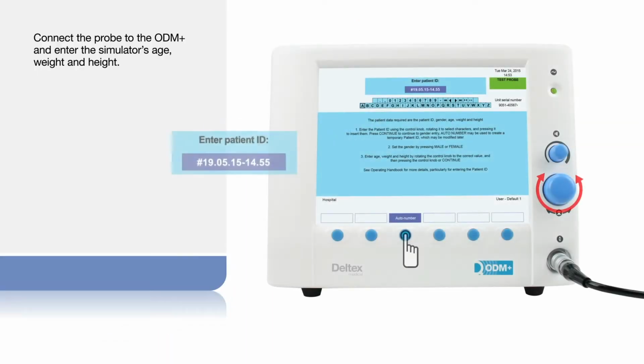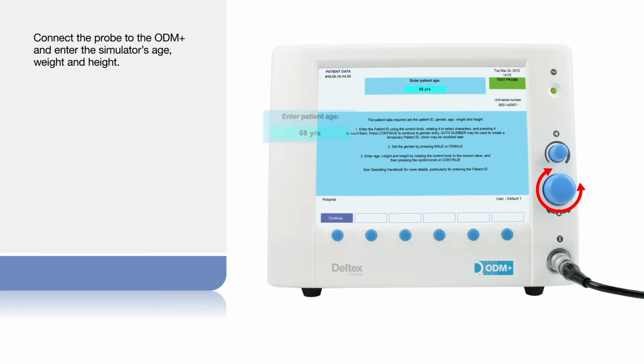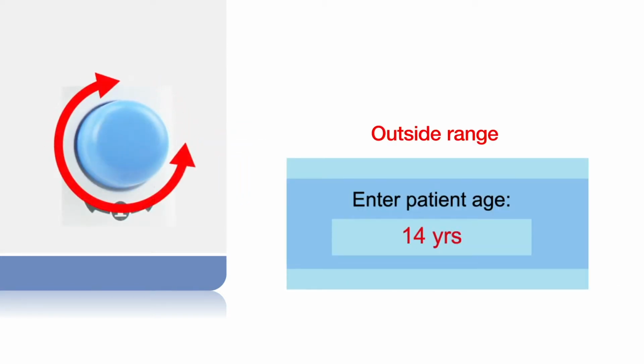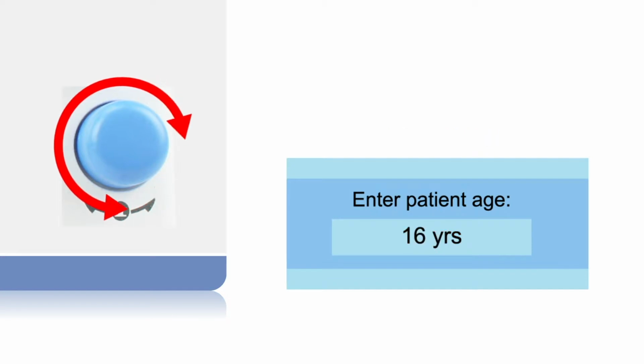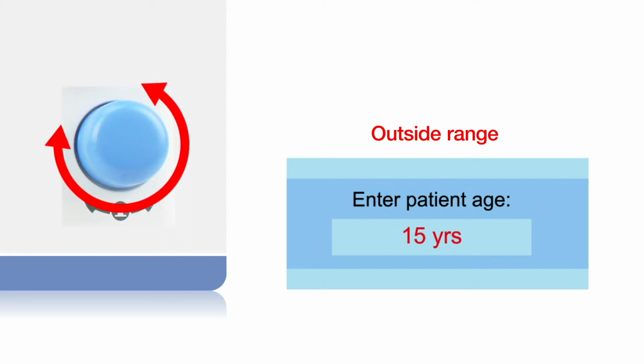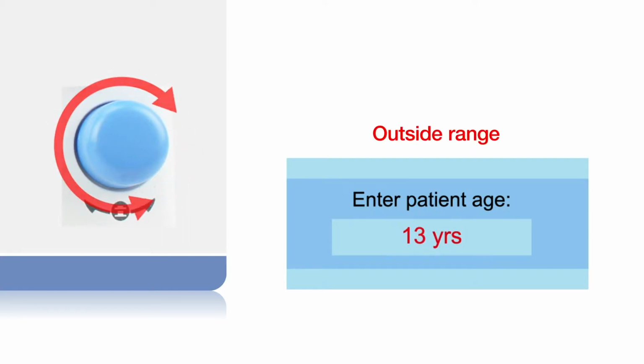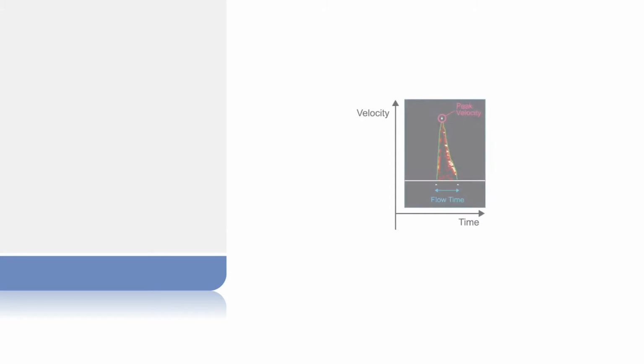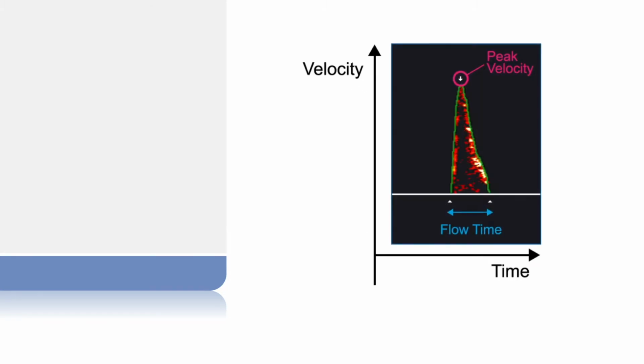Connect the probe to the ODM Plus and enter the simulator's age, weight and height. The ODM Plus uses these parameters in the nomogram that calculates stroke volume from stroke distance. Age has the biggest influence on this nomogram because normally the descending aorta increases in size as people age. Patient characteristics outside of the nomogram's limits appear in red when entered into the monitor. In these instances, volumetric calculations cannot be made.